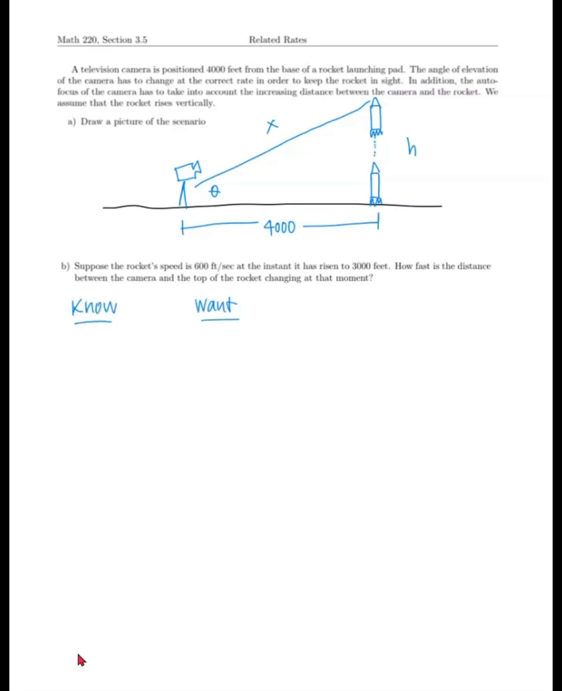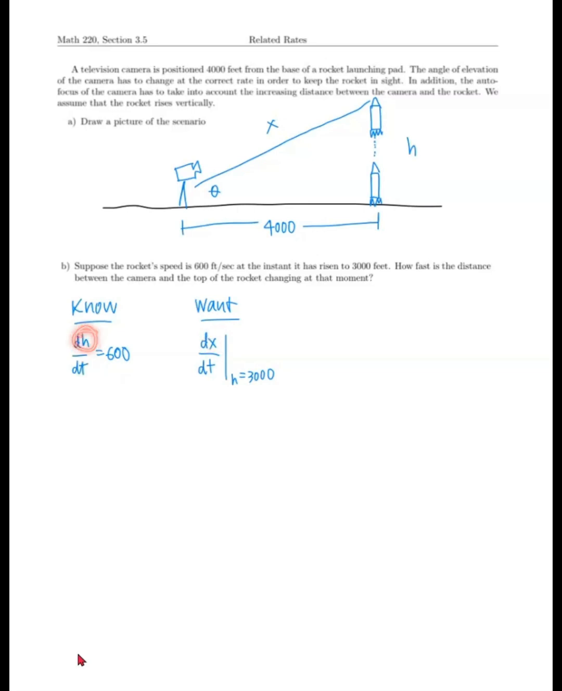We'll start with what we want. When it says how fast is the distance between the camera and the top of the rocket changing, this is looking for how fast this distance, x, is changing. So we really want to know what dx/dt is, but at a certain instant when the height is 3,000. We also know that at that moment, the rocket speed, so that's the change in height with respect to time, dh/dt, is 600. And have we used everything? The height is 3,000. The dh/dt is 600. Yeah, we might have to find some other things out as we go along. So we want dx/dt.